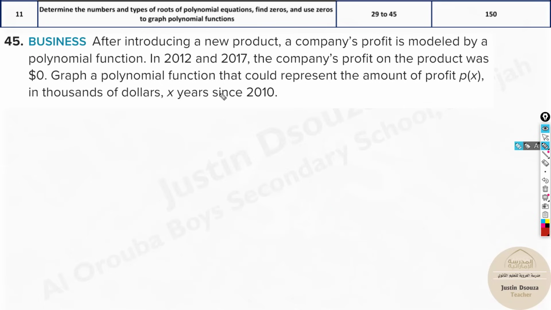Last problem here. After introducing a new product, a company's profit is modeled by the polynomial function. In 2012 and 2017, the company's profit was $0. Graph the polynomial function that could represent the amount of profit P of X in thousands of dollars X years since 2010. Now here, in 2012 and 2017, it is 0 and 0. But they have told since 2010. So this is 2 and this is 7.